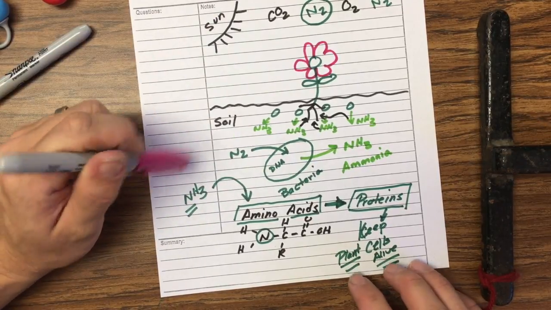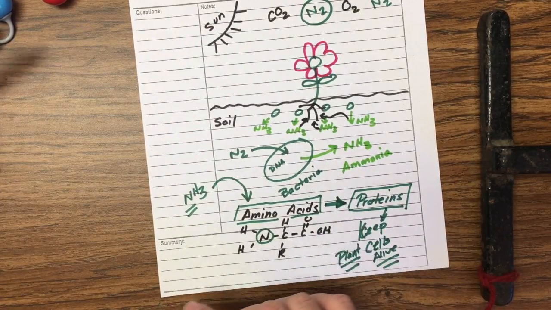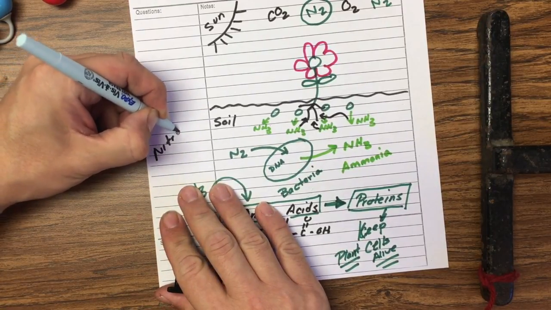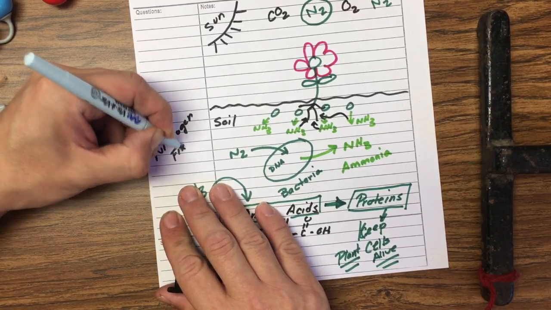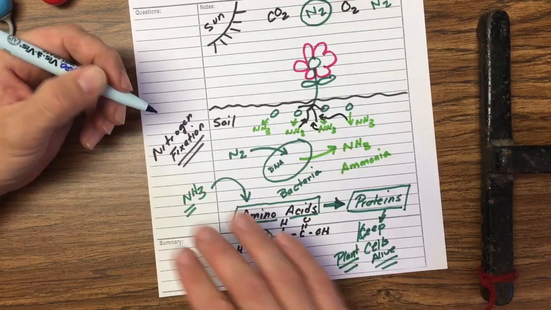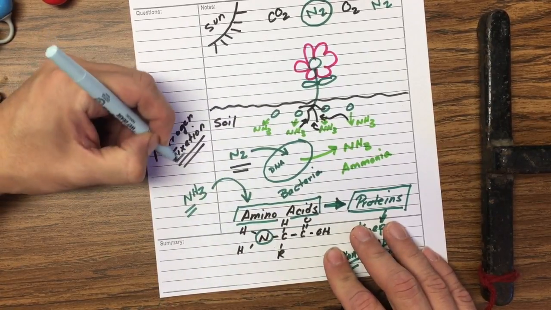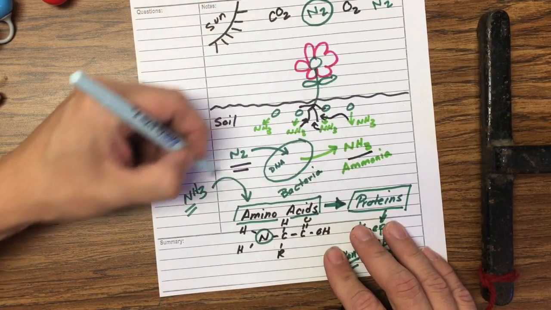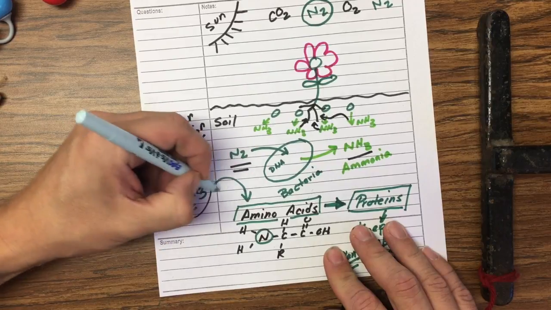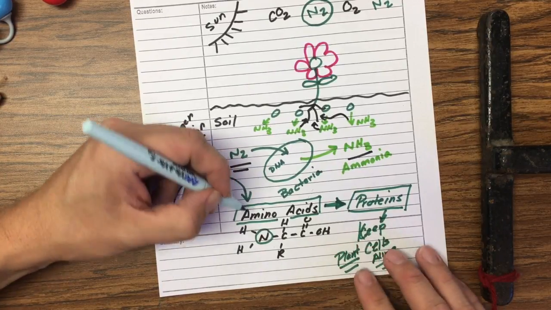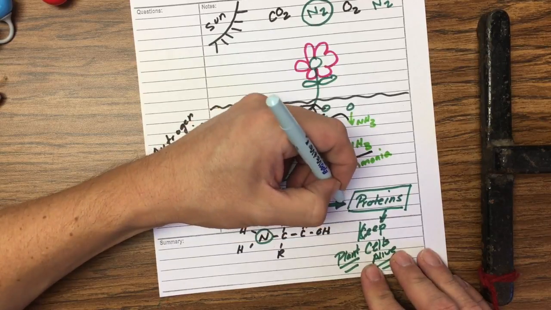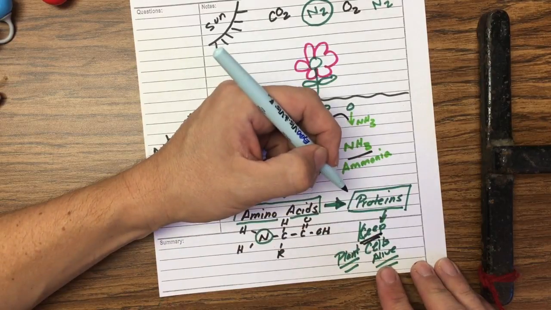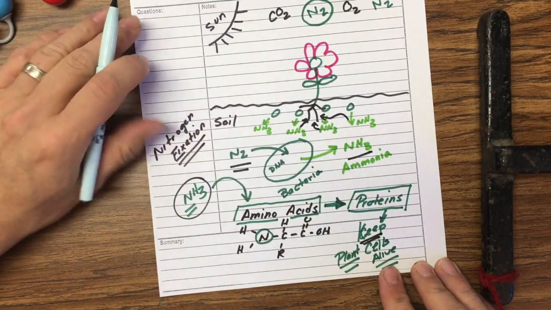Without this process, this reaction called nitrogen fixation, which is basically taking N2 and fixing it so it's in a form that plants can use, plants couldn't make amino acids. Now that we fixed it, plants can use it to make their amino acids. The amino acids get connected together to form proteins, and the proteins do special jobs inside the cells that keep the plant cells alive.